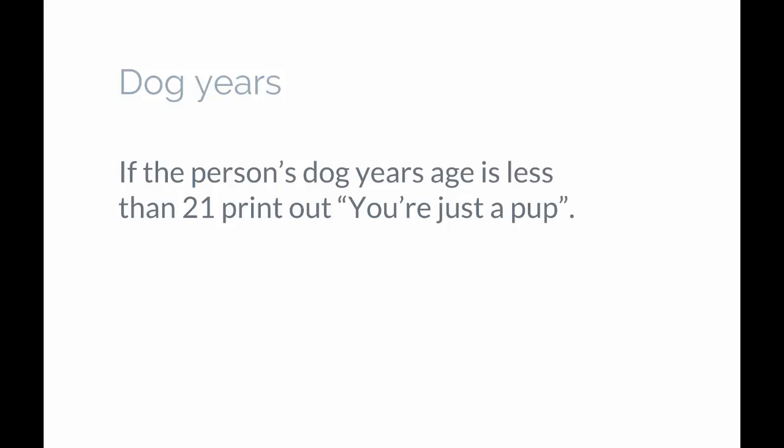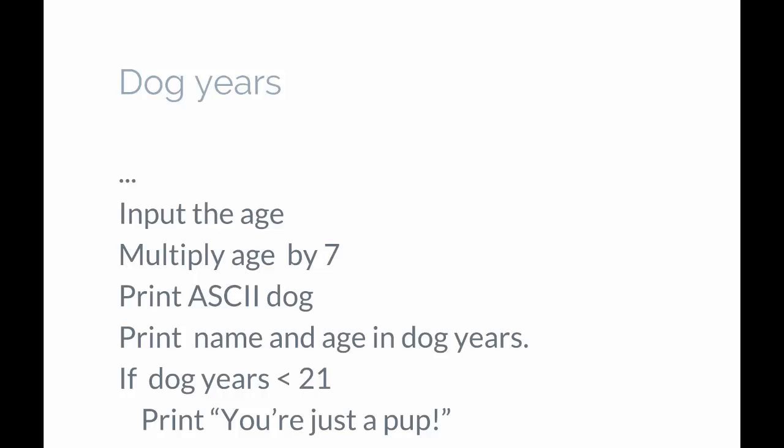Here's what our pseudocode would look like. Input the name, input the age, multiply by 7, print ASCII dog, print the name and age in dog years. If dog years is less than 21, notice the indentation, print you're just a pup. Ricky, if I gave you this, could you solve this? Yeah, absolutely, right?